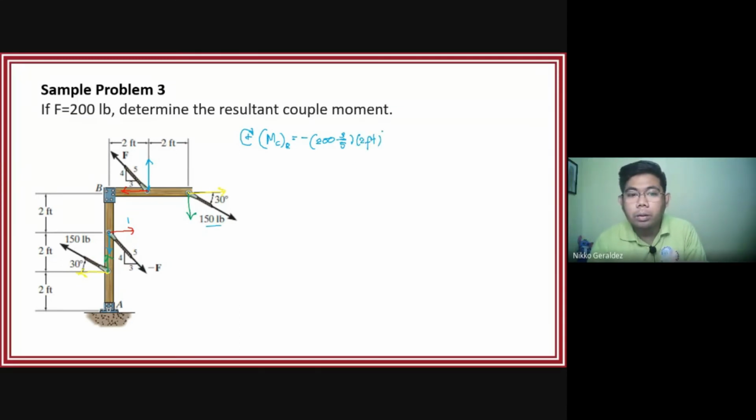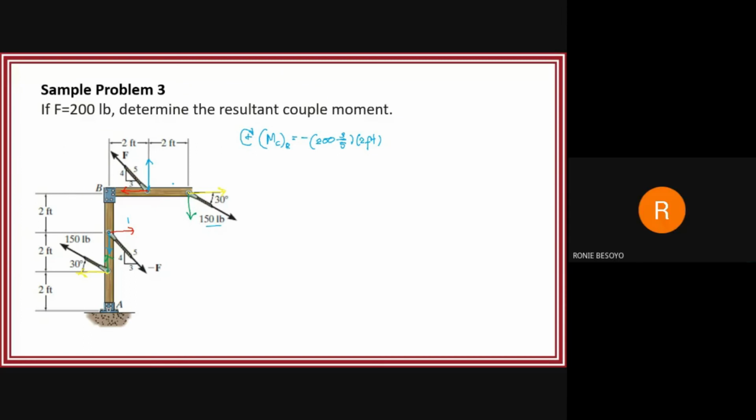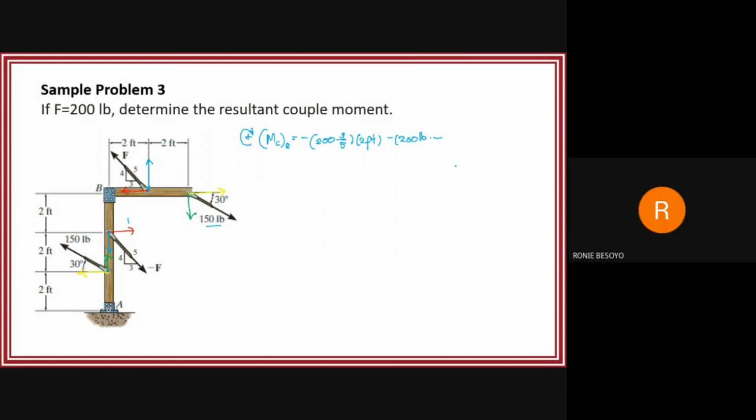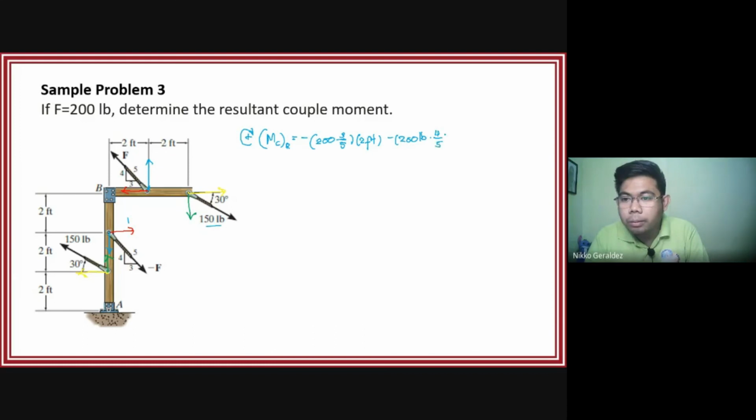And that is the x components. The next, y components. Anong direction ng couple, yung blue? Counterclockwise, so that is negative 200 pounds, hindi ko nalagay yung unit, times 4 over 5. Anong perpendicular distance? 2 feet din, so times 2 feet.